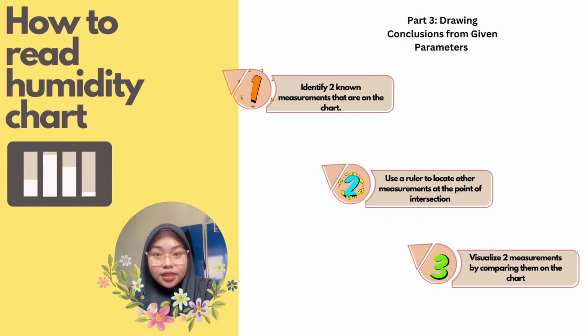For the last part is drawing conclusions from the given parameters. First step is identify two known measurements that are on the chart. Pick any two measurements available and plot them on the chart where the lines intersect. Next is use a ruler to locate other measurements at the point of intersection. For example, if you know the dry temperature and absolute humidity readings, you can use a ruler to gather information about the dew point, relative humidity, specific volume, enthalpy, and vapor pressure. The last one is visualize two measurements by comparing them to the chart.